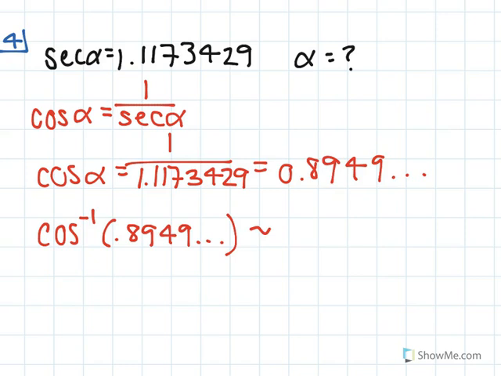And once you do that, you'll find that alpha is equal to approximately 26.49 degrees. So your calculator only works with sine, cosine, and tangent, but it's important to remember that we know identities that can put cosecant, secant, and cotangent in terms of cosine, sine, and tangent.